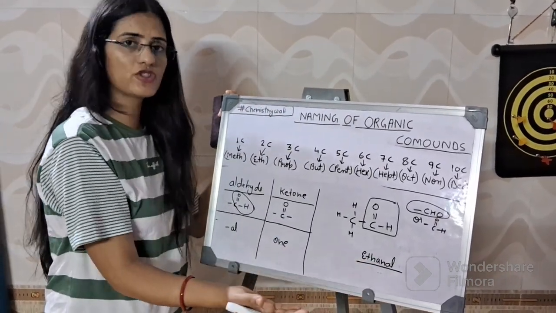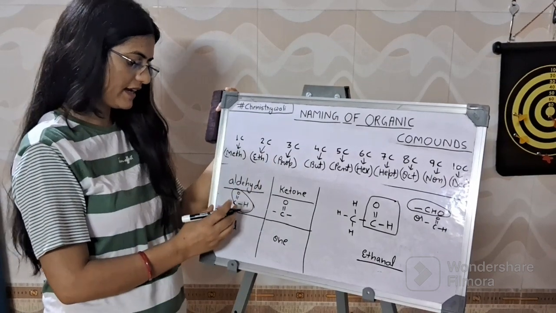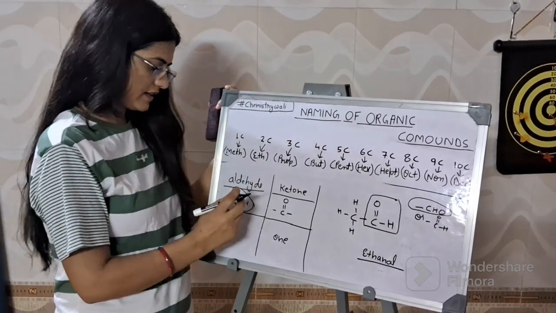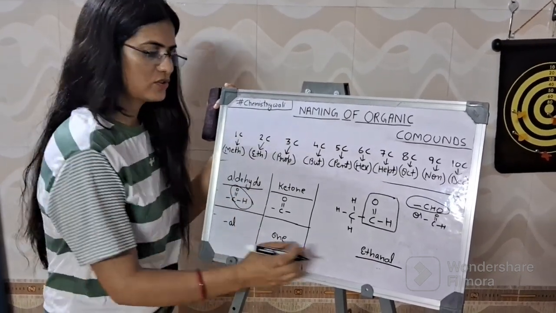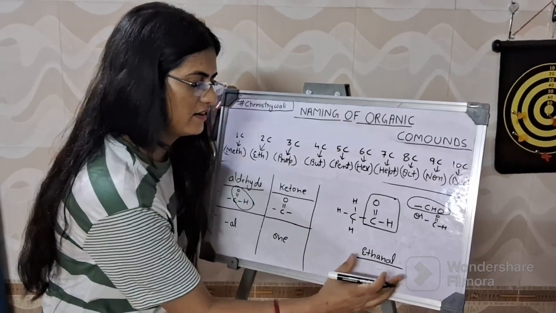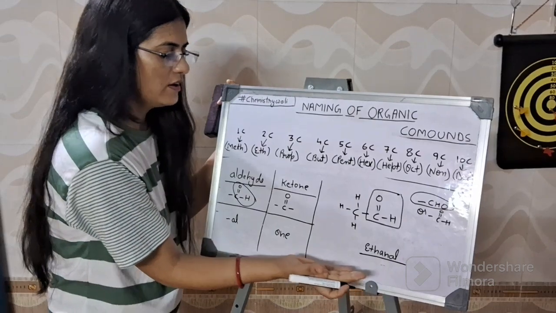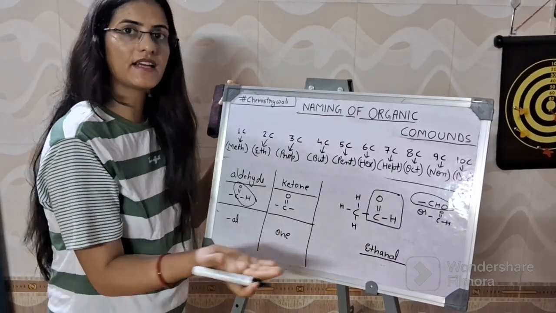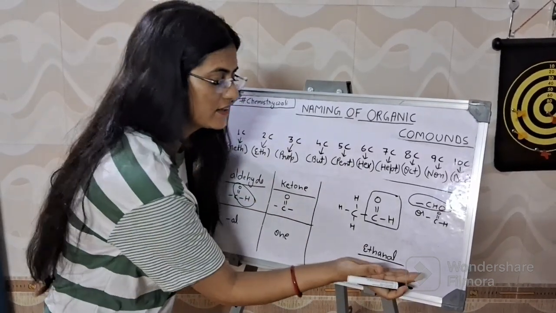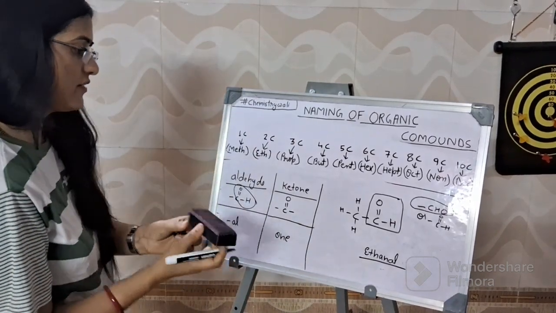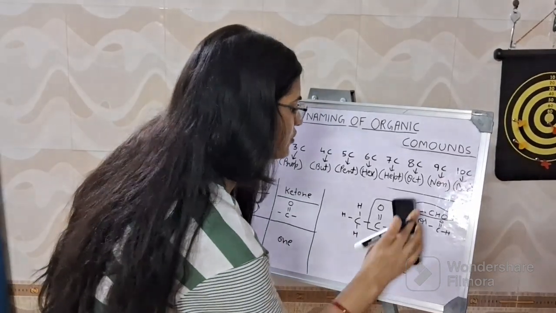So don't get confused between alcohol and aldehyde. Aldehyde is al. So this is ethanal. We pronounce it as ethanal. When alcohol is there, we write ethanol. This is ethanol. So now the same for the ketone.